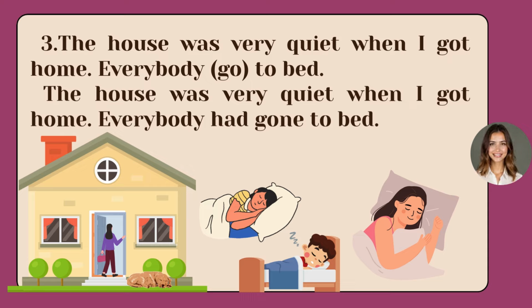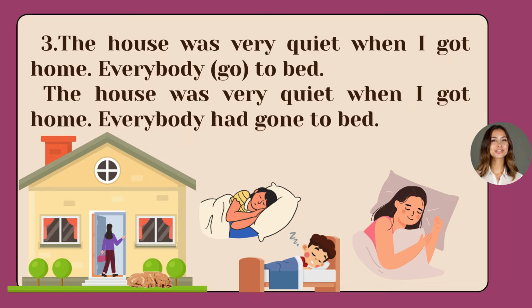The third sentence is, the house was very quiet when I got home. Everybody, go to bed. The answer is, the house was very quiet when I got home. Everybody had gone to bed. Why do we use had gone here and not just went? Imagine, you've been out all evening, maybe at work or seeing friends. It's late. You quietly open the door. The house is completely silent. No TV, no music. You realize everyone's asleep. So you say the house was very quiet when I got home. Everybody had gone to bed.